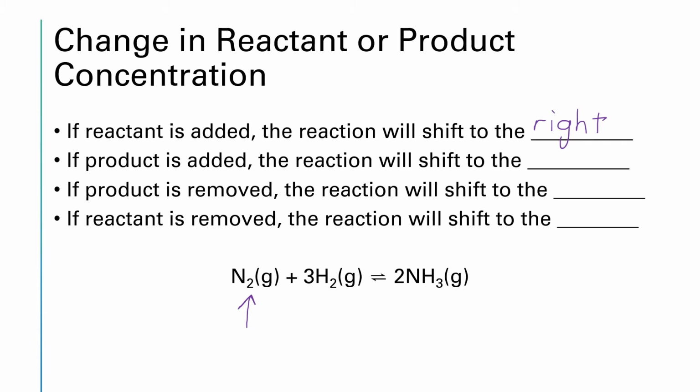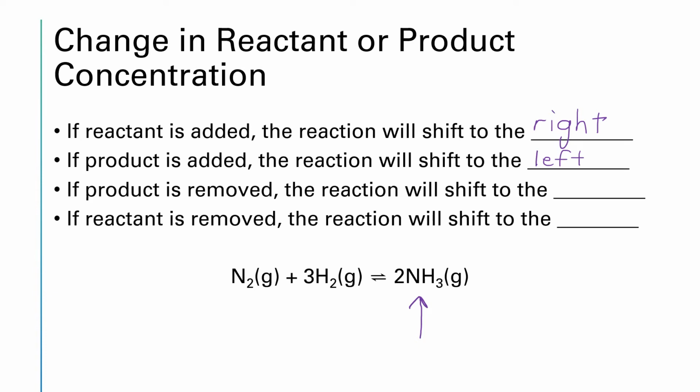Now, the next one says, what happens if we add a product? That would mean in this specific example that we added more ammonia. If we add more ammonia, now the numerator of our Q expression is bigger, and so Q is bigger than K, and so the reaction will have to go in the reverse direction to convert some of that ammonia into nitrogen and hydrogen until we reach a new equilibrium position. So the reaction will go to the left. It will go in the reverse direction.